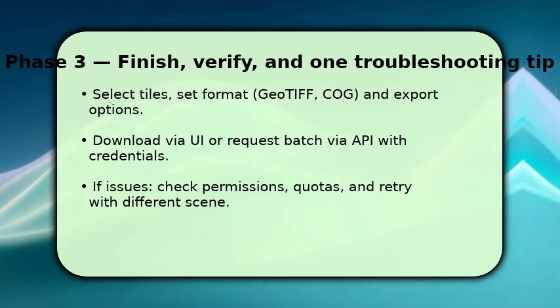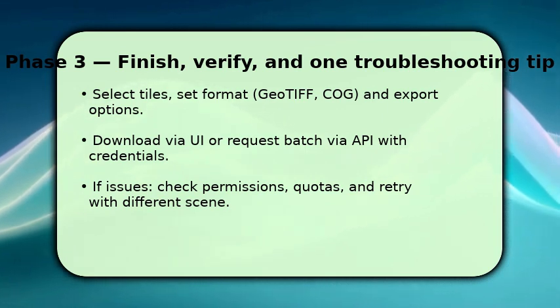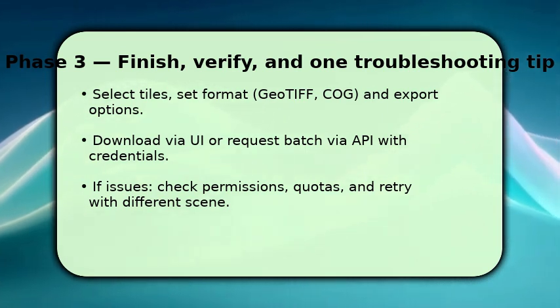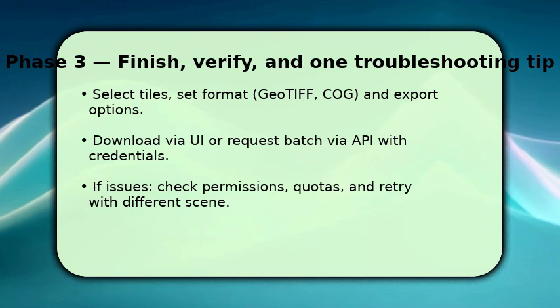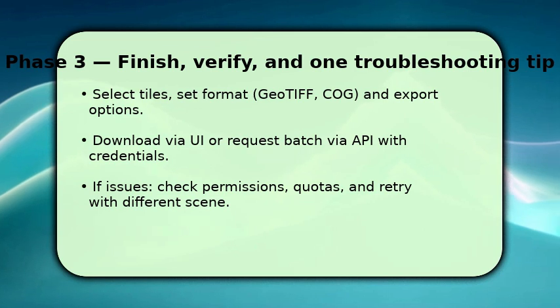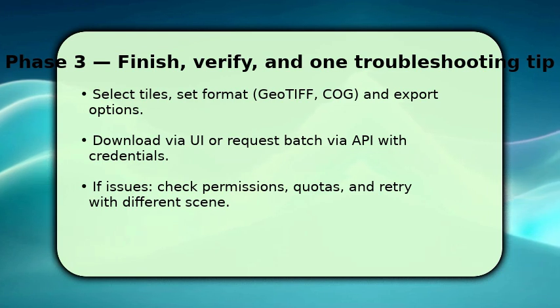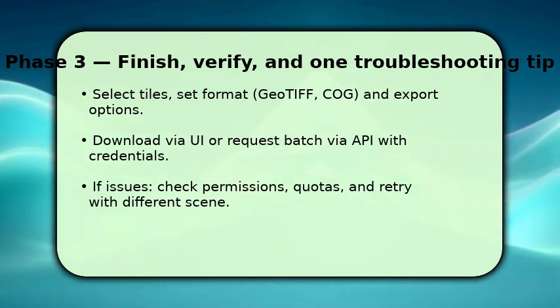Then export. Use the web UI for single scenes or submit a batch request to the API with your credentials and desired coordinate reference system. Once the files arrive, ingest them into your GIS or processing chain and validate georeferencing. If a download fails or imagery looks wrong, check account permissions and quota first. If that's clear, try a different scene or smaller B-box.